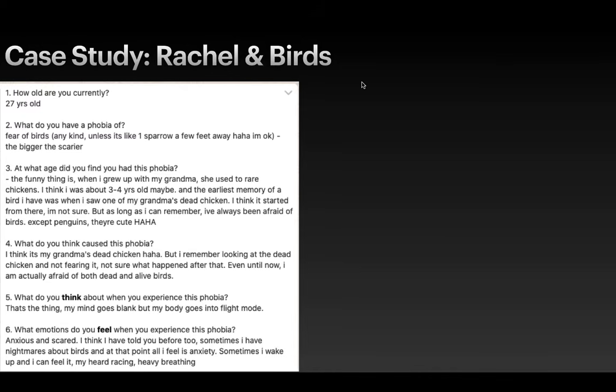And so when she was telling me this, and she said that she didn't fear the dead chicken, immediately in my head I realized, okay, the reason why she has this phobia is probably because she's not afraid of chickens, but rather she's disgusted by chickens, and that has translated into a phobia.